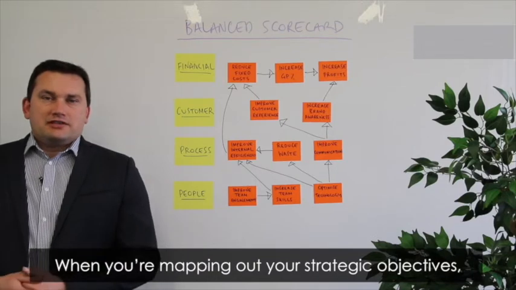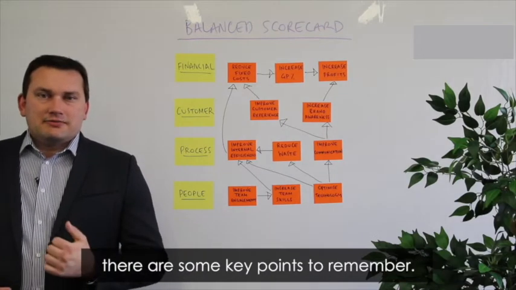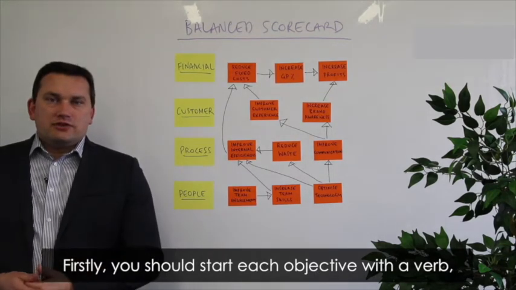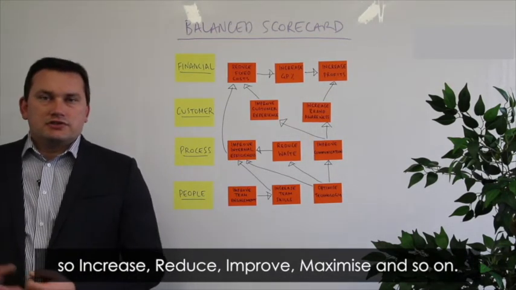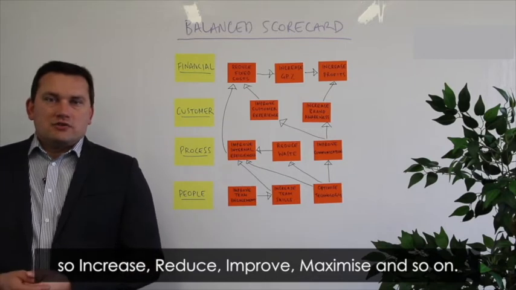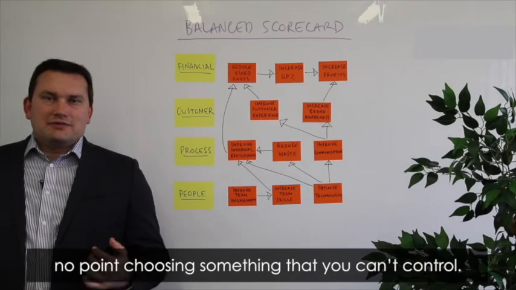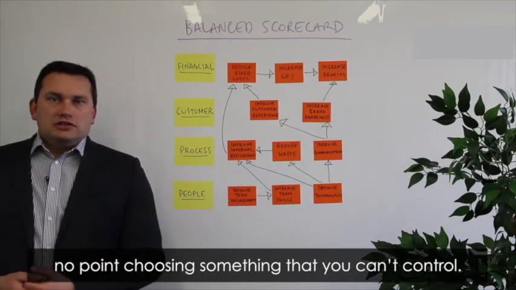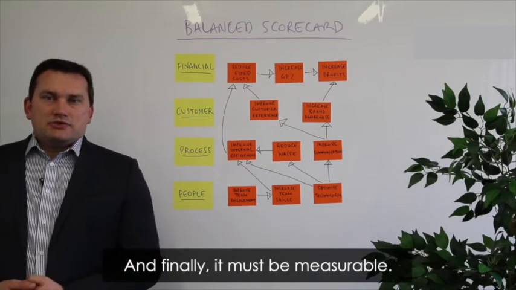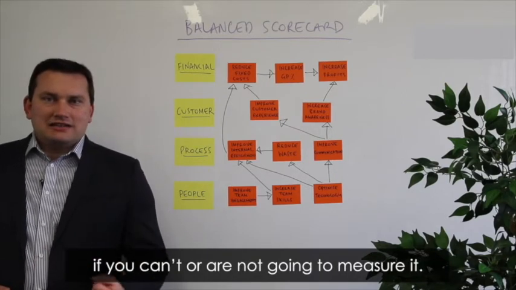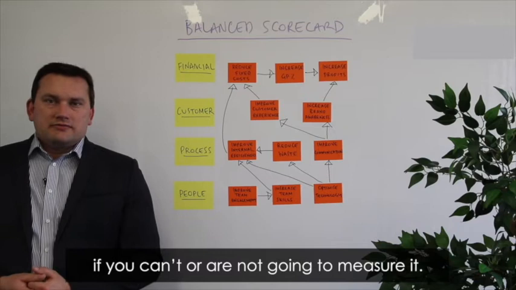So when you're mapping out your strategic objectives, there are some key points to remember. Firstly, you should start each objective with a verb, so increase, reduce, improve, maximise and so on. And then secondly, they must be actionable. No point choosing something that you can't control. And then finally, it must be measurable. So don't choose increased customer satisfaction if you are not going to measure it.